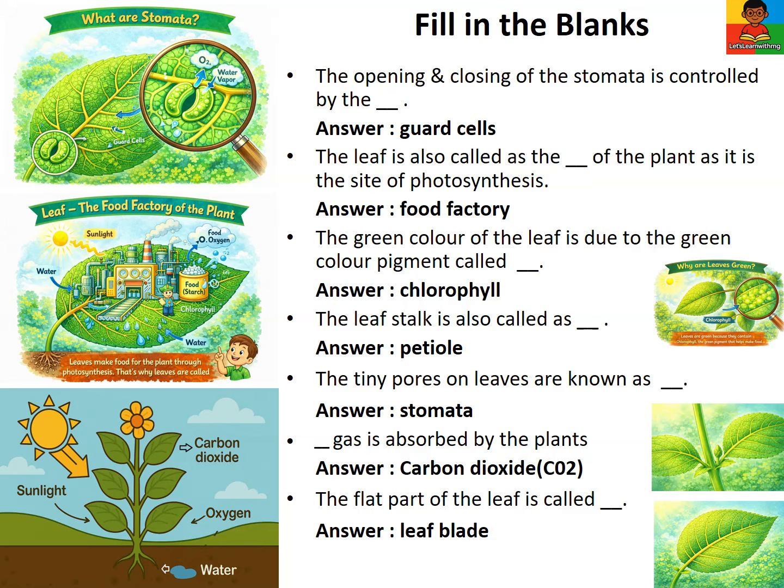Answer: petiole. The tiny pores on leaves are known as blank. Answer: stomata. Blank gas is absorbed by the plants. Answer: carbon dioxide. The flat part of the leaf is called blank. Answer: leaf blade.